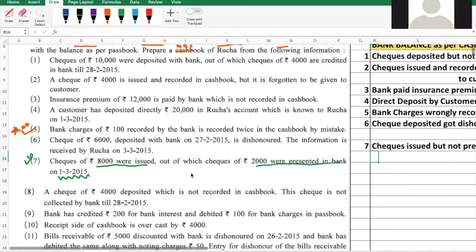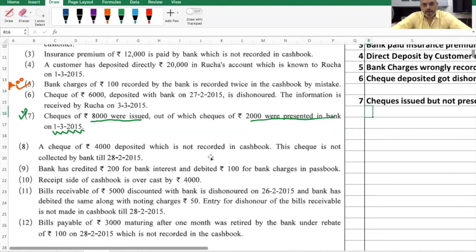A check of 4,000 which is not recorded in cash book. This check is not collected by the bank till 28th February 2015. Let me repeat this question once again. Please mark this very important 8th one. A check of 4,000 deposited which is not recorded in cash book, meaning we did not record this in cash book.